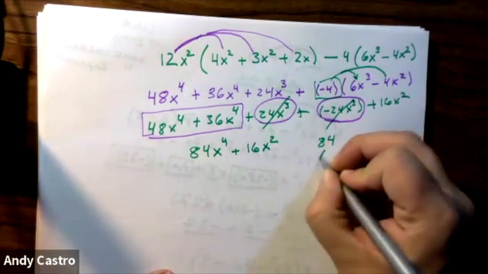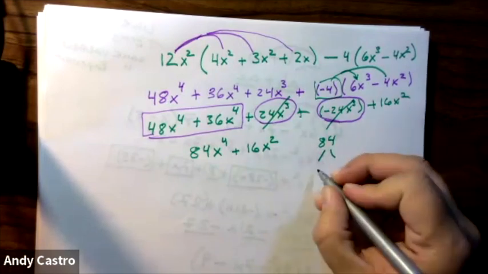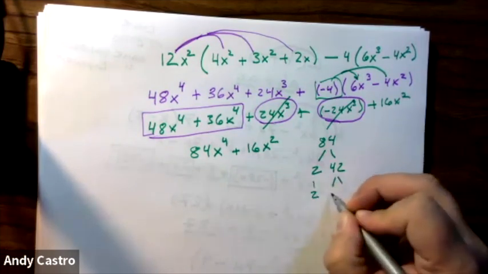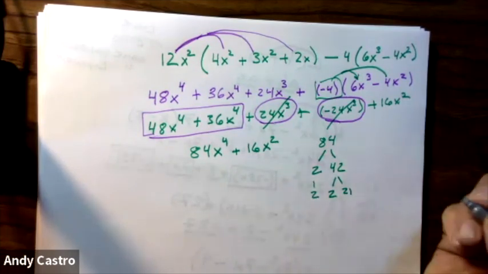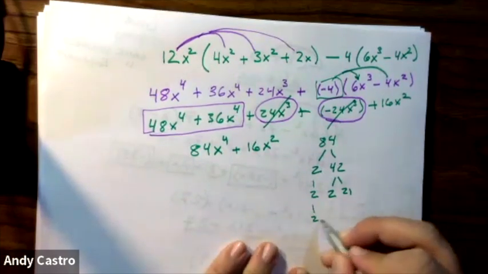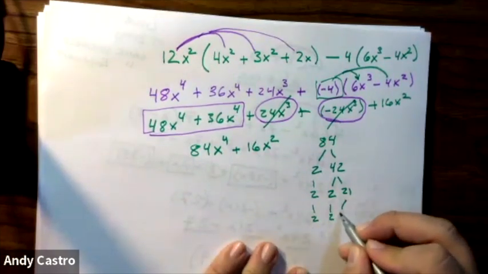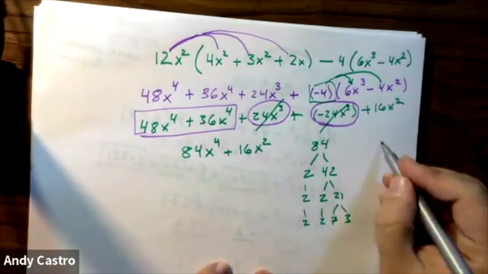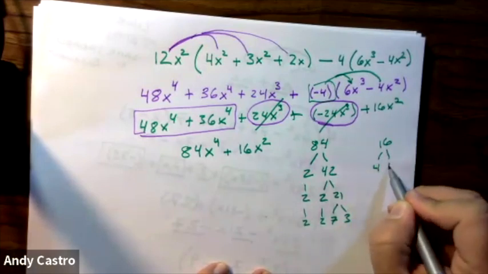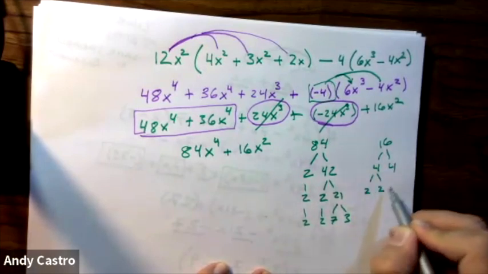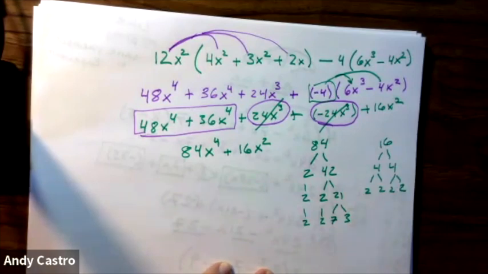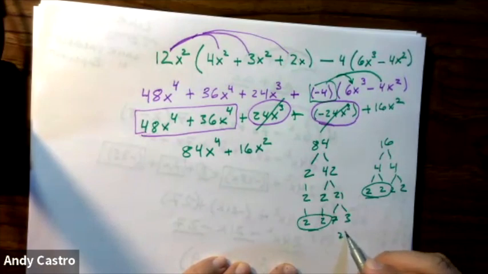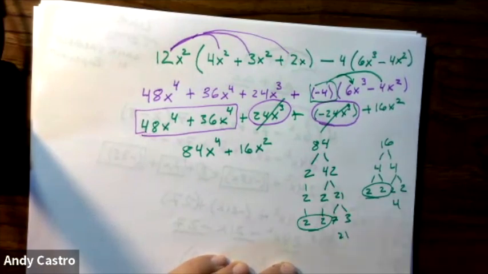And let's see what we have in common. So I'm going to take my 84 and I'm going to do a factor tree. Okay, that's 2 and 42. And 42 I can divide by 2, and that's 21. And then 21 I can divide by 7, and that's 3. All right, I take my 16. My 16 is 4 times 4, and my 4s are 2 times 2. All right, so I've got 2 2s and 2 2s, and I'm left with 21 and 4.